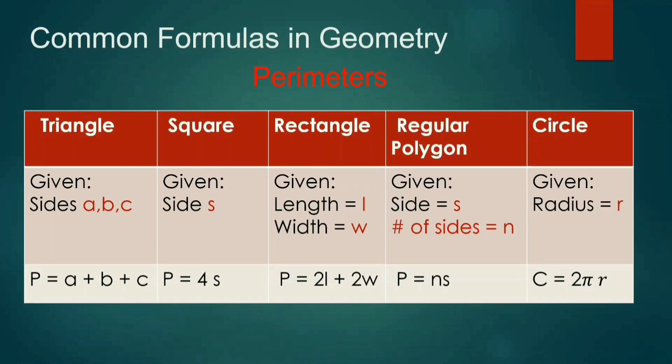Formulas for perimeters. The perimeter of a triangle is equal to a plus b plus c. The perimeter of a square is equal to 4 times s. The perimeter of a rectangle is equal to twice the length plus twice the width. The perimeter of a regular polygon of side s and number of sides n is P equal to n times s. And for the circle, the perimeter is equal to the circumference, which is 2 times pi times the radius r.